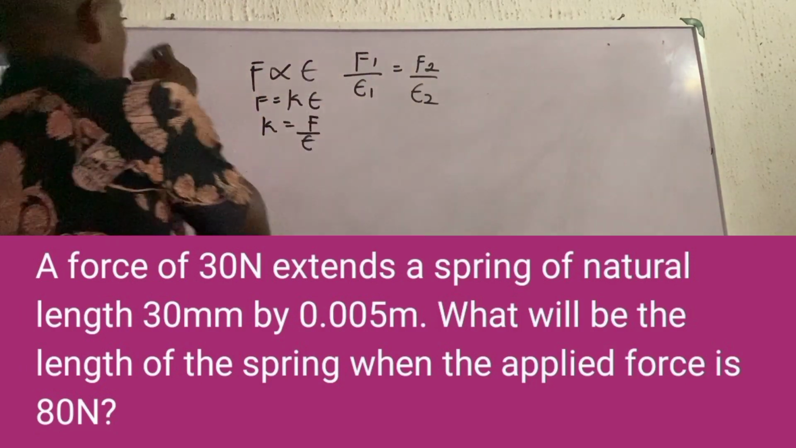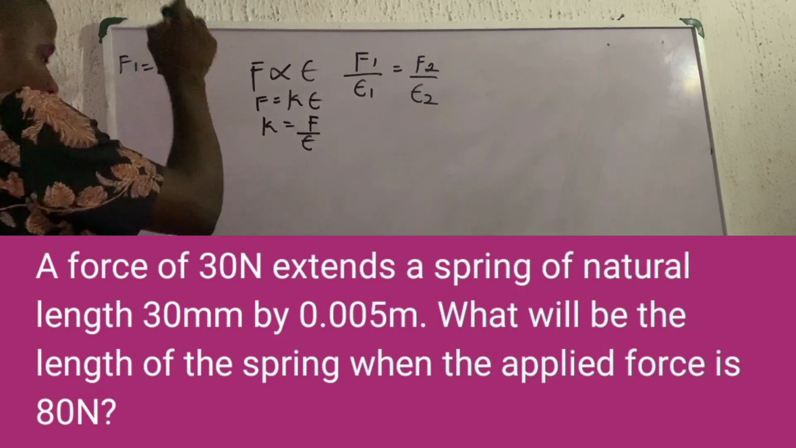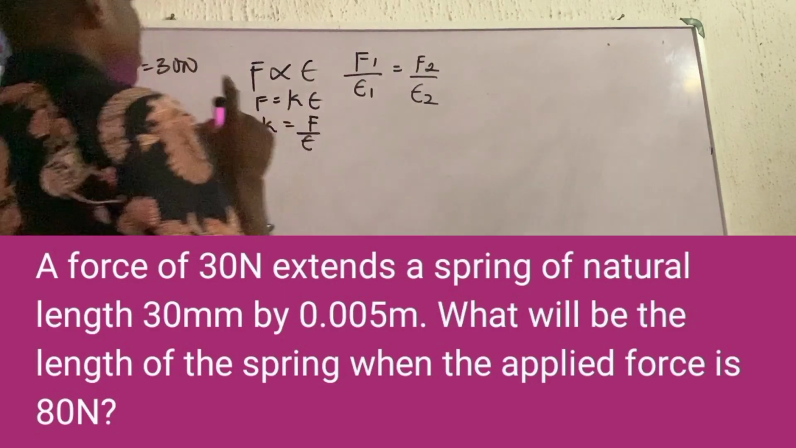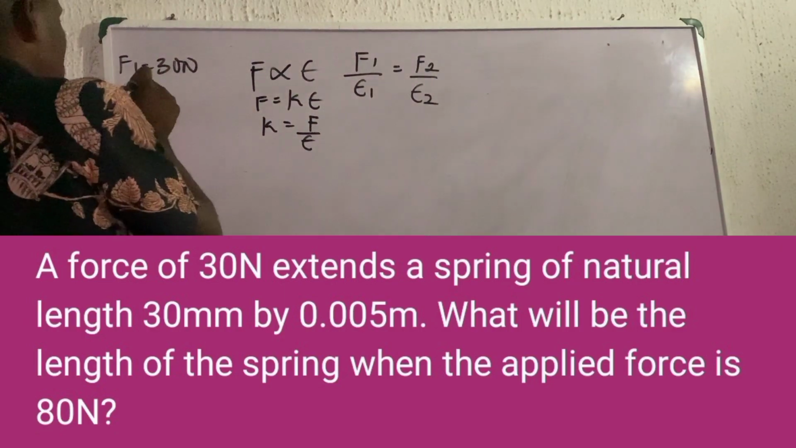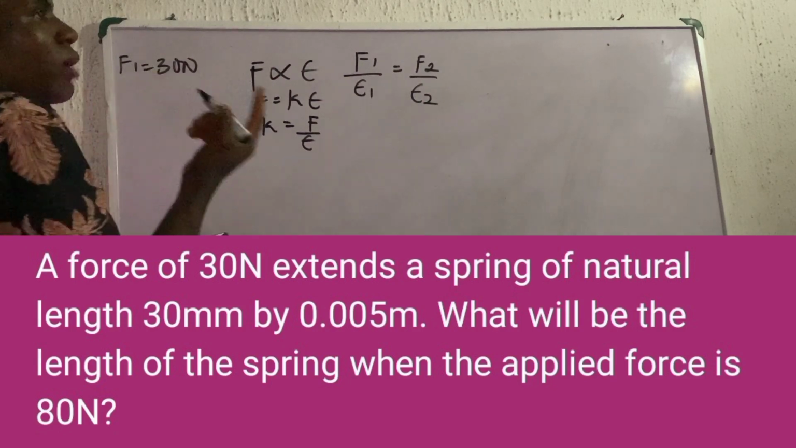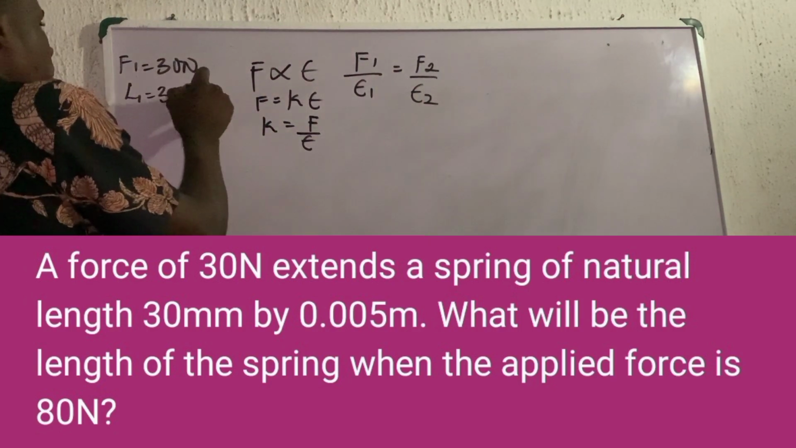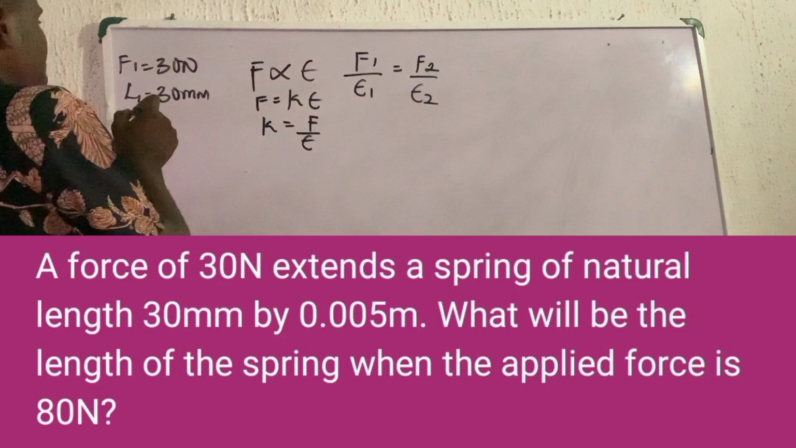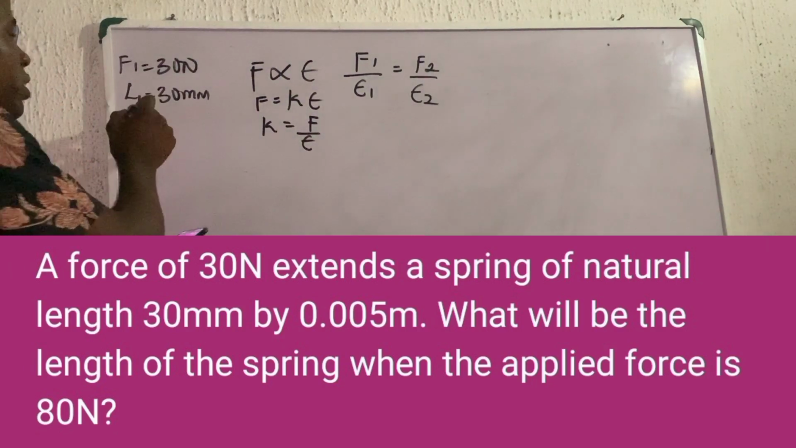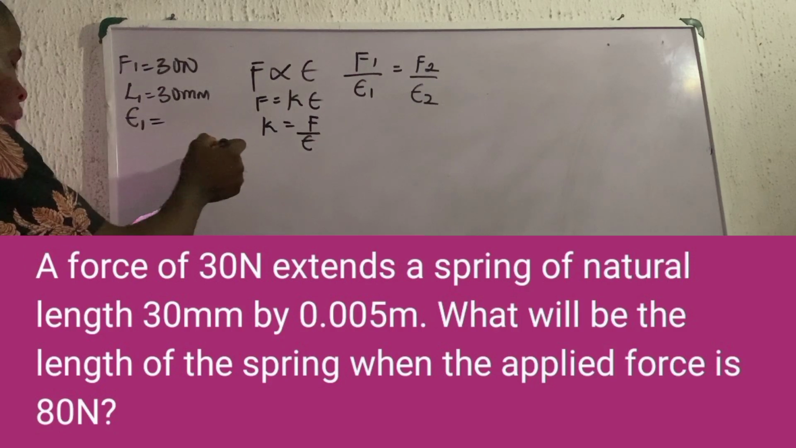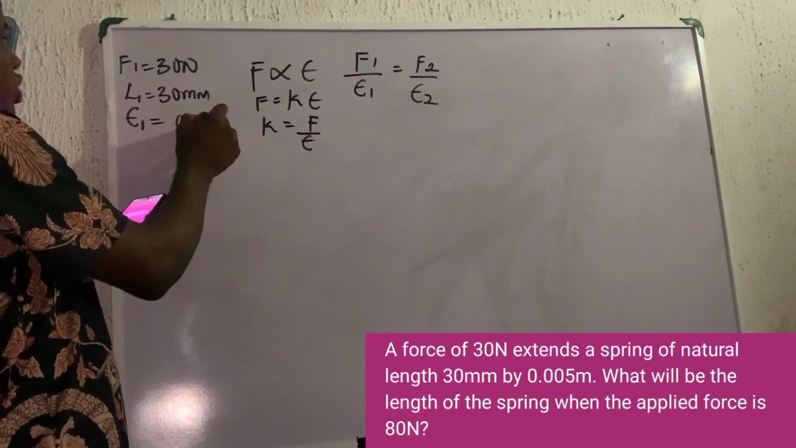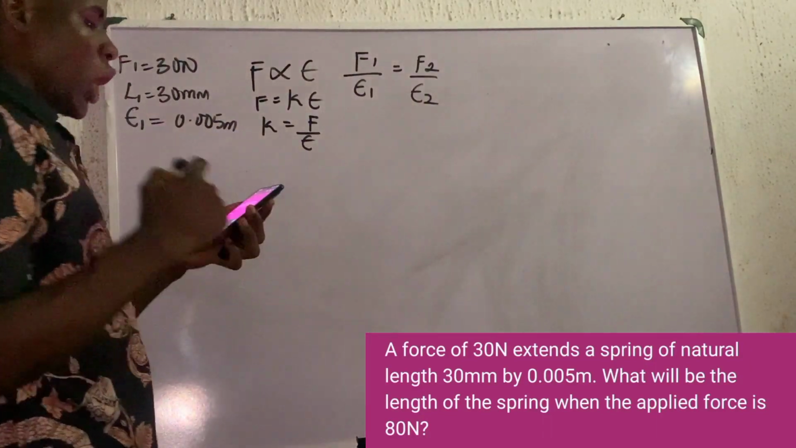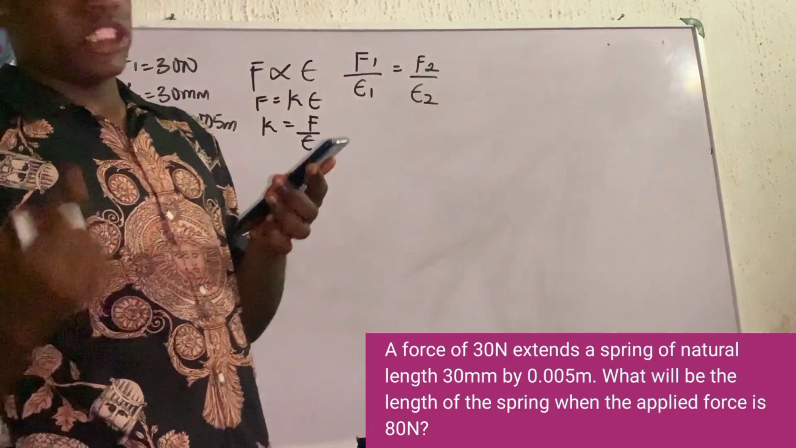Now the question says a force of 30 Newton. The first force given in the question, F1, is equal to 30 Newton. It extends a spring of natural length 30 millimeter. The natural length of that spring is 30 millimeter, and let's call it L1. It extends this by 0.005 meter, so the first extension, E1, is 0.005 meter. The question says, what will be the length of the spring when the applied force is 80 Newton?